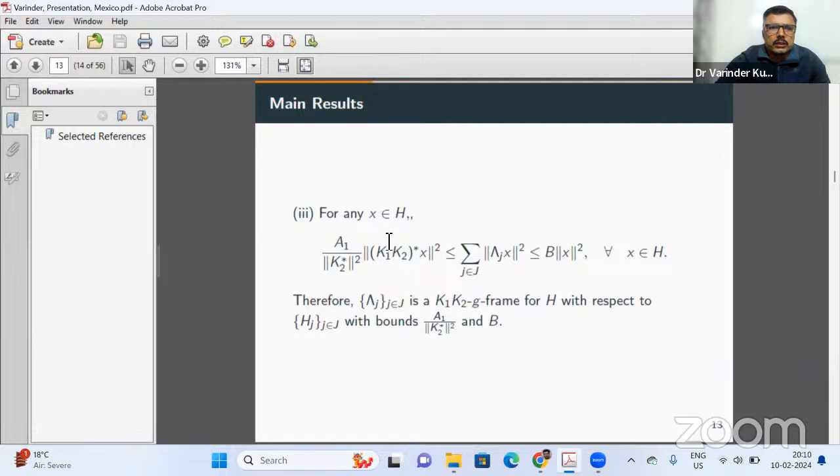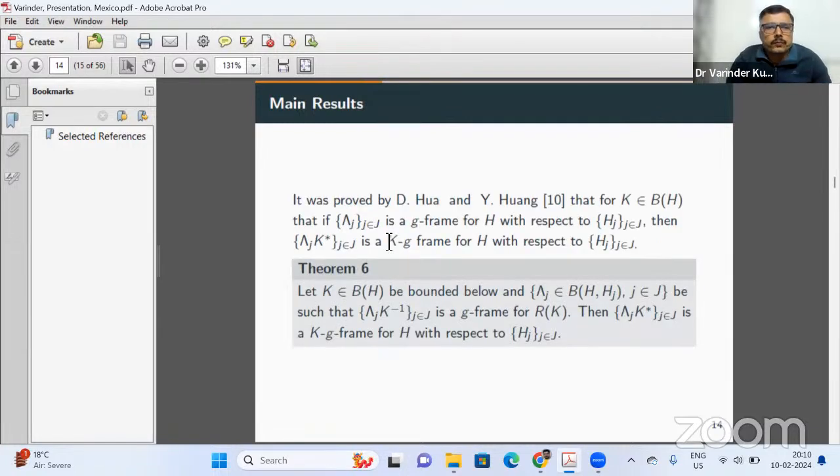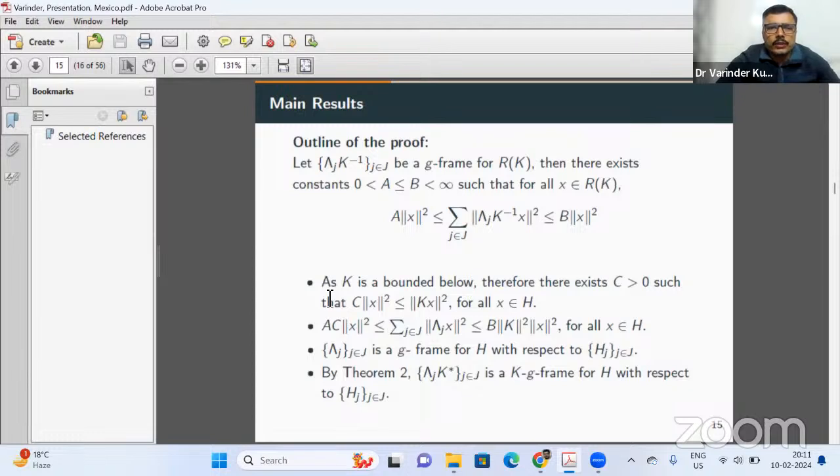Next I'll move to this result. Hua and Huang proved that for K belonging to B(H), a bounded operator on H, if {lambda_j} is a G frame, then {lambda_j K star} is a KG frame for H with respect to Hj. So let K be bounded below and let {lambda_j} be such that {lambda_j K inverse} is a G frame for the range of K. Then {lambda_j K star} is a KG frame for H with respect to Hj. We have used this result to prove our Theorem 6, and this is the outline of the proof.